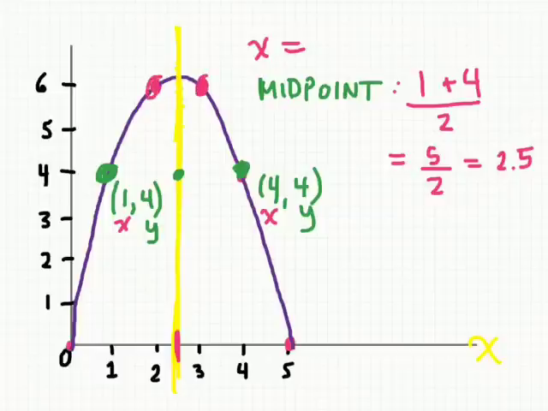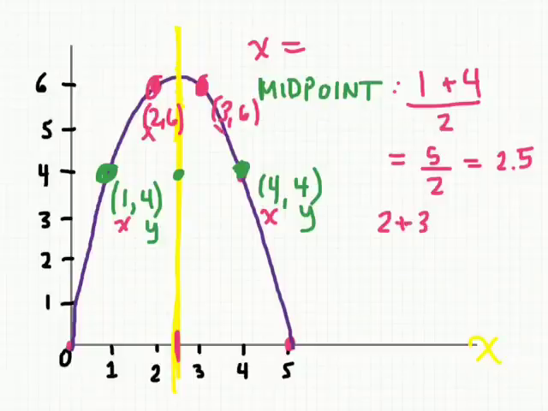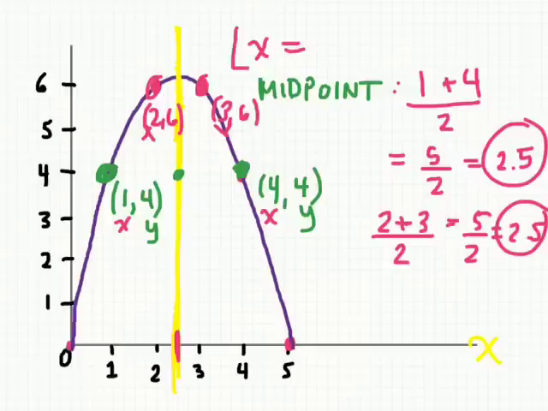Let's try this one. This point is at 2, 6, and 3, 6, right? 2 plus 3, so I'm adding my x, is 5, divided by 2, 2.5. Oh my gosh, it's the same thing. My axis of symmetry is x equals 2.5. It's an equation. It's x equals 2.5.